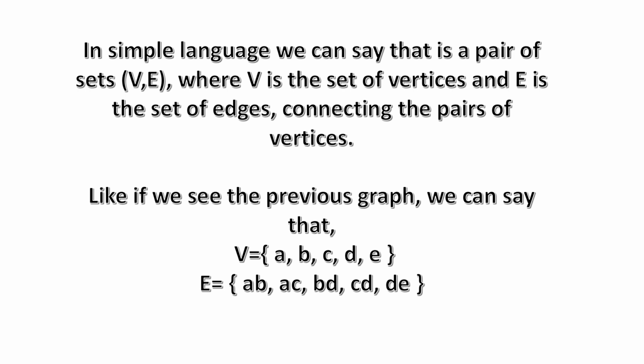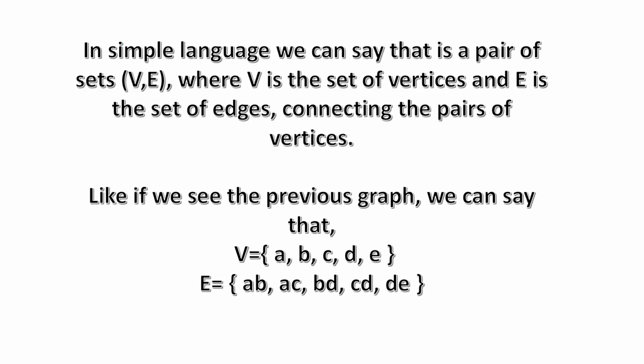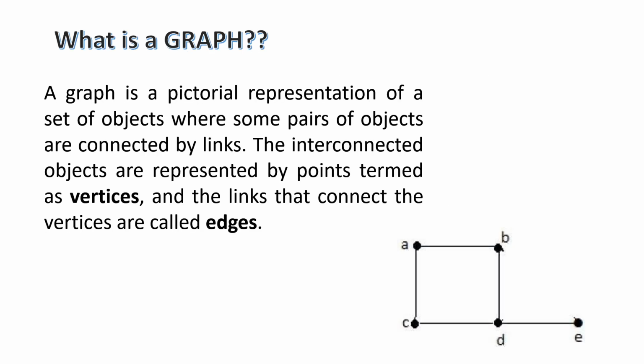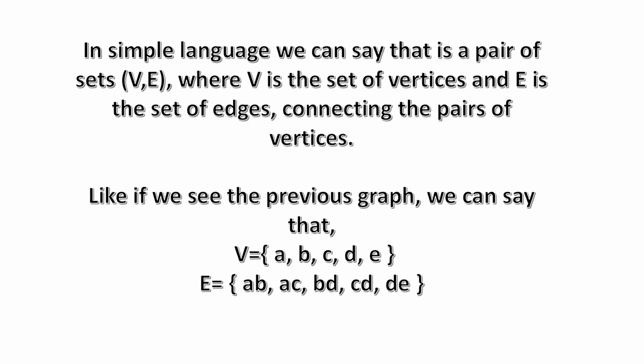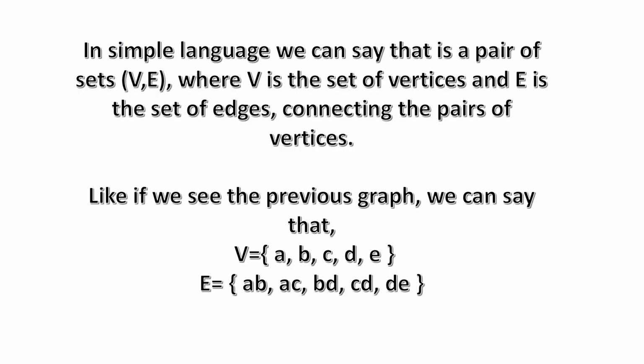In simple language, we can say that it's a pair of sets V comma E, where V is the set of vertices and E is the set of edges connecting the pairs of vertices. Like we have seen in the previous image, A, B, C, and all these are vertices. So V is a set representing all these vertices, and E represents the set of edges. A is connected to B with an edge, so we can see AB. Similarly, A to C, C to D, D to E, and so on.